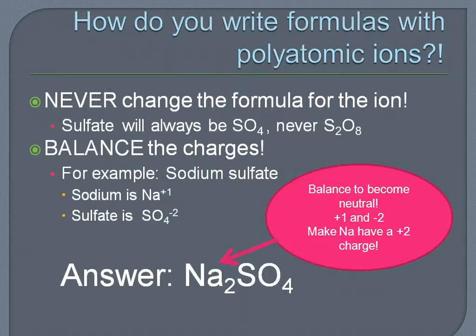How do you write formulas with polyatomic ions? Well, never change the formula of the ion. So sulfate will always be SO4 and never S2O8. And remember, you have to balance the charges.